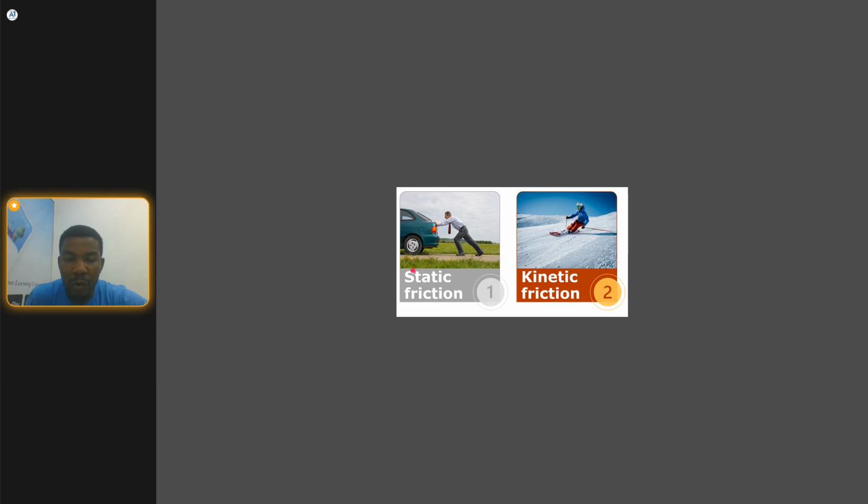Now in this picture, we have a man trying to push a car that is not in motion. The car is not in motion, that is, the car is static. And the man is trying to push the car. As the man is trying to push this car, the car also is trying to move backward. So, two bodies in contact, the man and the car, moving in opposite direction. And that kind of scenario is what we call a static friction.